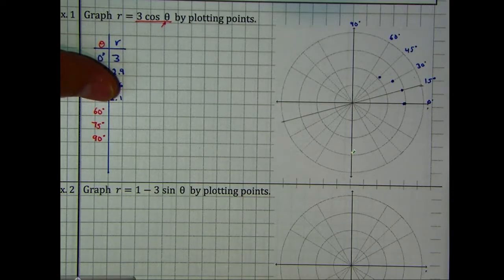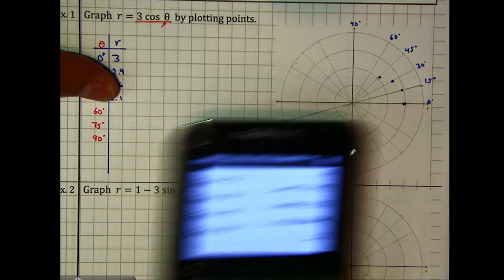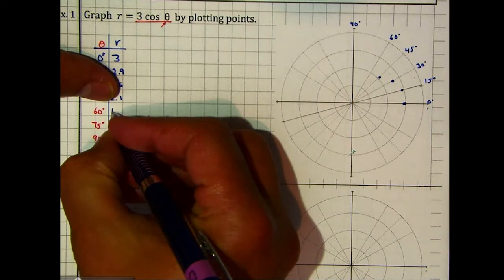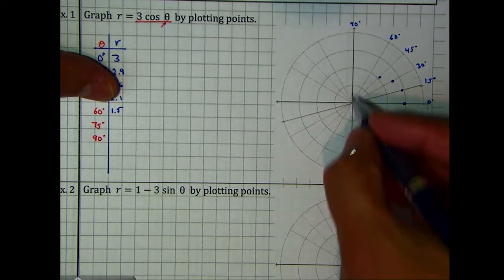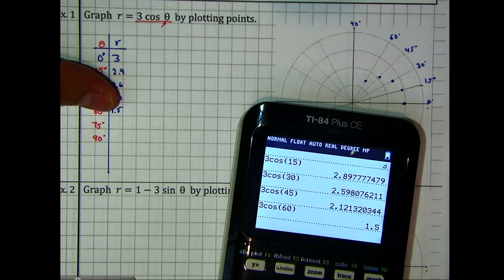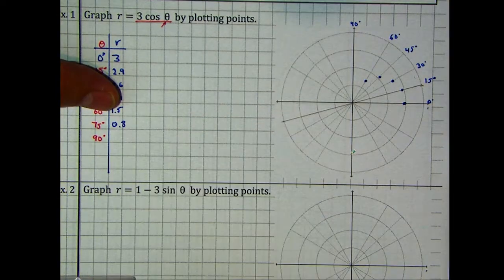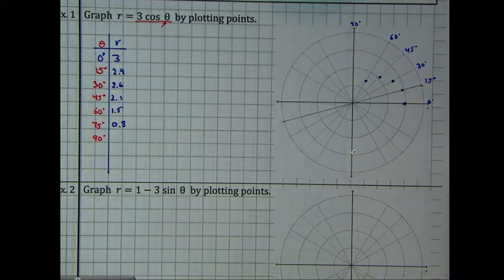Then at 60 degrees, 1.5. So at 60 is 1.5, 75, 0.8. Actually, I'm going to switch over to my Casio because my Casio is a little faster.